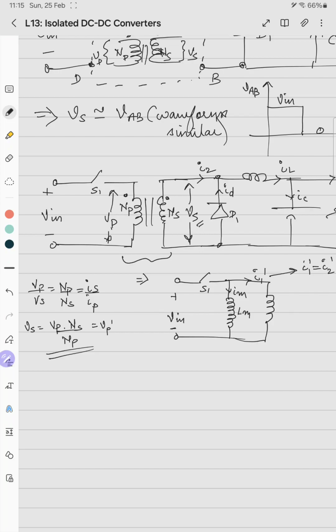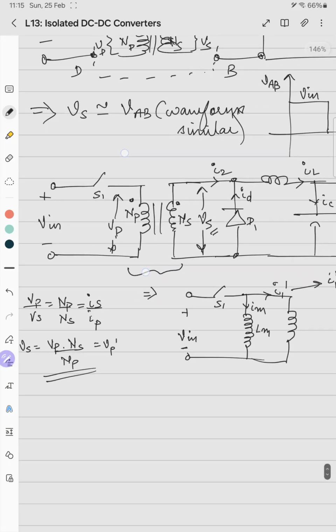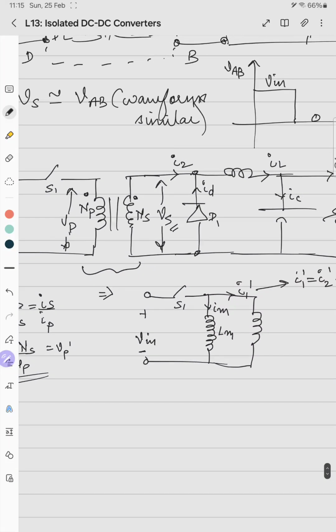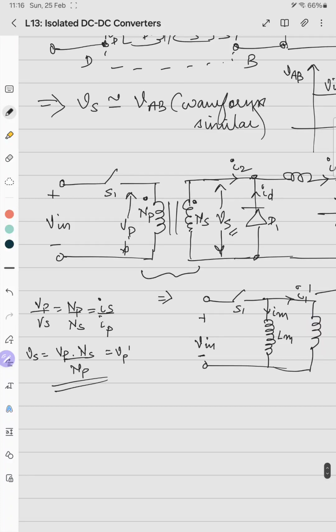So say that S1 is turned off. Initially the voltage across Vp was V in. Now S1 is turned off. Now the analysis of the circuit starts from the secondary side. The inductor current tries to free wheel, so it forces the diode D1 to turn on. If the diode is turned on, the voltage across it becomes 0. So Vs becomes 0. In that case, I2 current will be 0, because the secondary will not come into picture. So if Vs is 0, then Vp will also become 0.